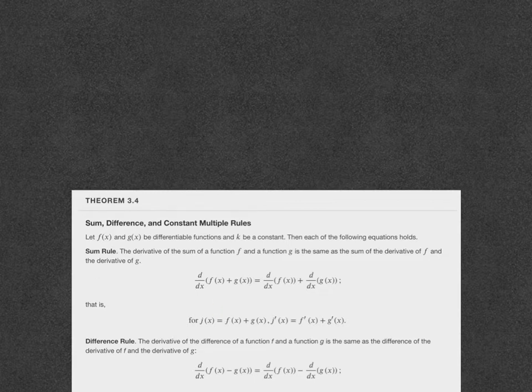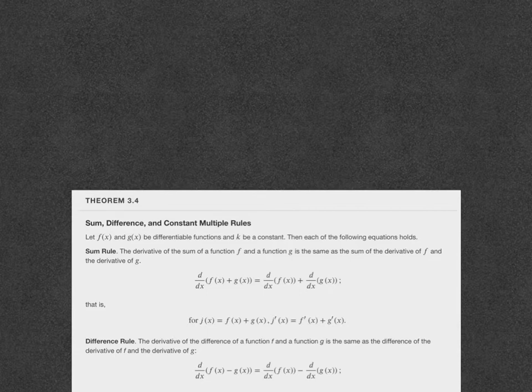Last on this slide, we have the constant multiple rule. If I have the derivative of a constant in front of a function, we can essentially factor the constant out of the derivative, focus on the function, the algebraic part of the term, the x in most cases, and just multiply the constant later by what we're left with.